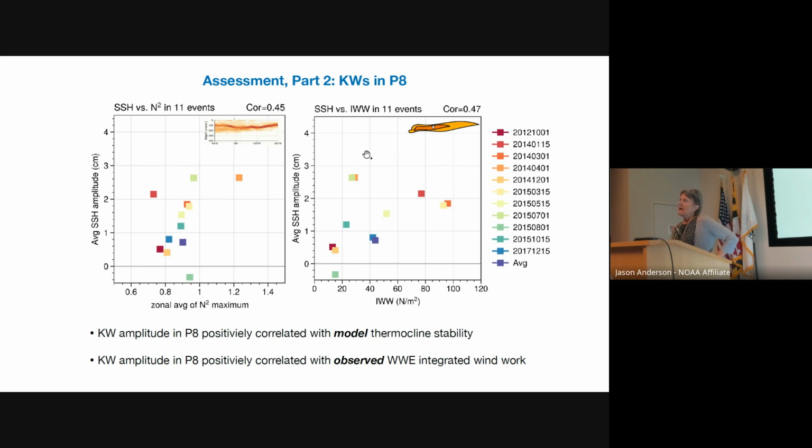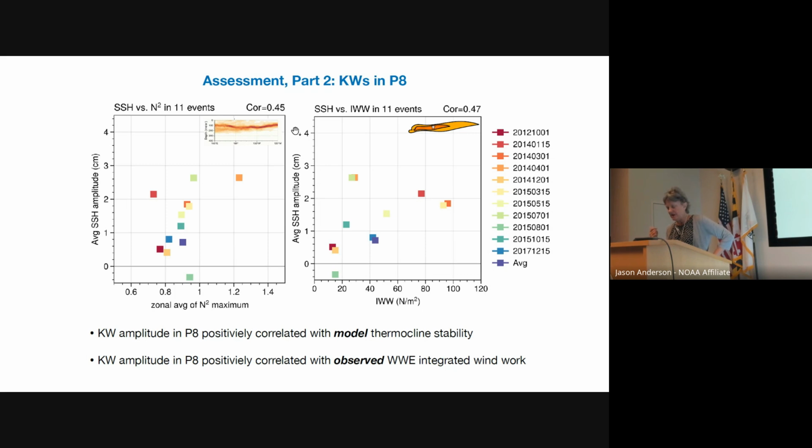Jingxuan has also done a similar analysis for the CMIP6 models and observations. For observations, we find that the sea surface height anomalies are more highly correlated with the integrated wind work than with the thermocline stability. Although the models are not quite as strongly correlated as they are in the observations. This is all a bit of a first look that we're doing so far.